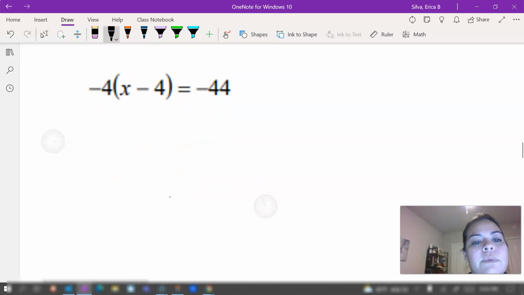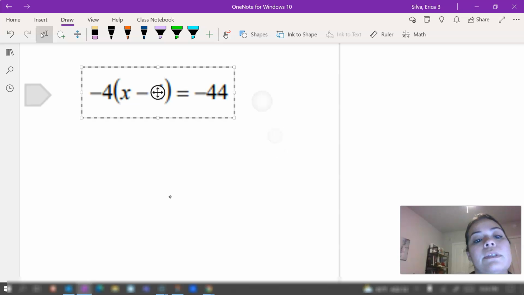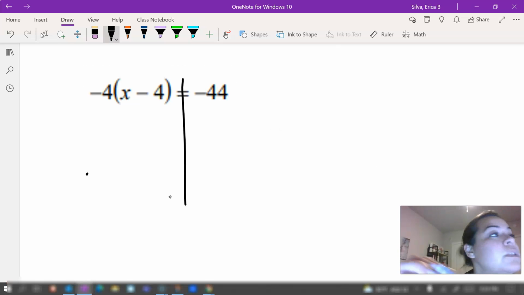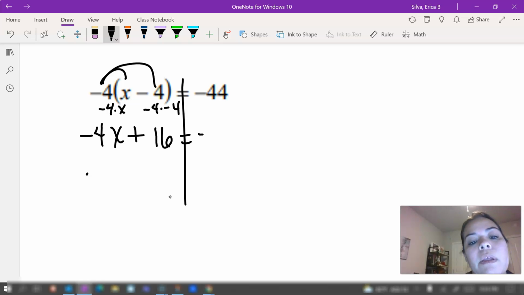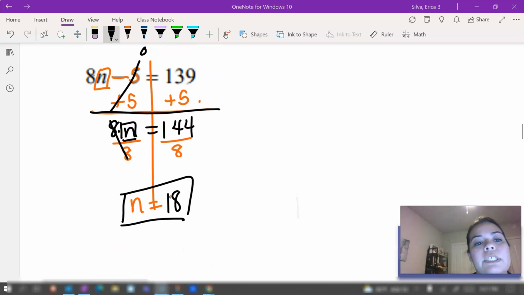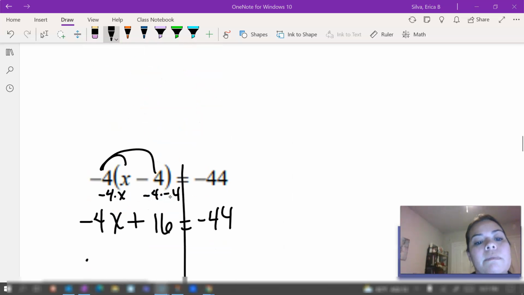Let's go on to the next one. Notice how we have parentheses in this one. So the first thing we want to do is get rid of the parentheses. Negative 4 times x gives us negative 4x, and then negative 4 times negative 4 gives us a positive 16. The right side, there's really nothing left. So now this equation looks like the previous one.